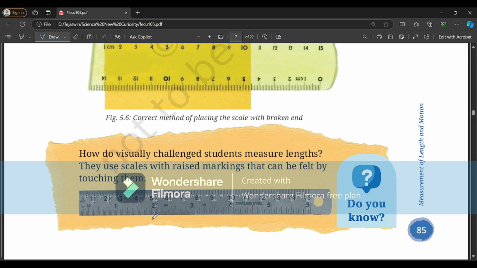So how do visually challenged students, blind students, measure length? They use a scale with raised markings, like in Braille Lipi. How do they read? They read using Braille Lipi, which is raised writing that they can feel and find out what letters are written. Similarly, there are scales which have raised markings to feel and find out what the measurement is.